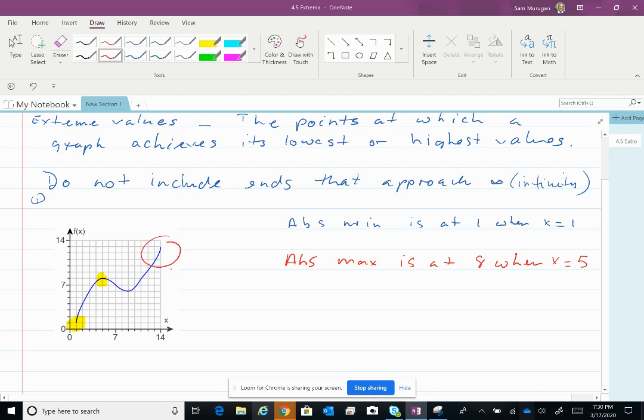This cannot be considered the absolute maximum point, not absolute maximum, because it does not terminate. In other words, if this coordinate were larger, that end of the graph would keep approaching infinity, while this end stops at y is equal to 1 and x is equal to 1.